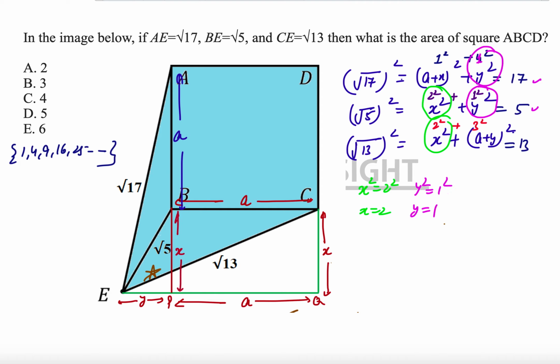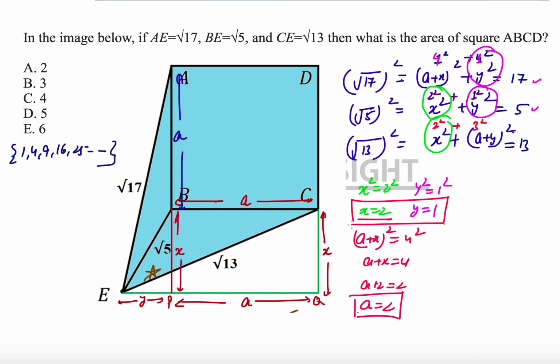Now we are left with the last few things. If Y square is 1, then A plus X whole square has to be equal to 4 square. That means A plus X is equal to 4, but we know that X is 2, so A plus 2 is equal to 4, so we have A equal to 2. The good thing is now we have all three values A, X, Y. The area of this square, that means ABCD, is equal to A square, which is equal to 2 square, that is equal to 4.